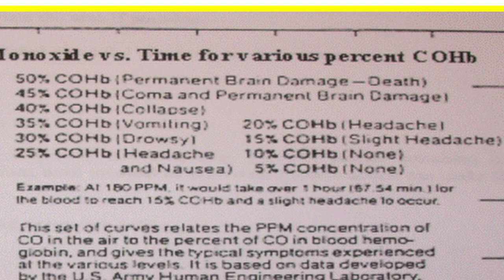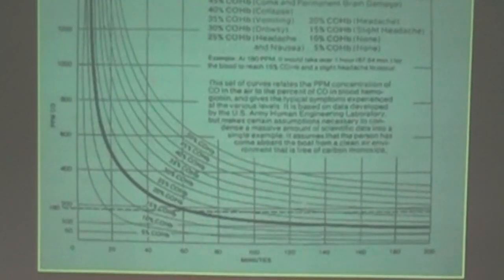20%, I can't even read what that says. At 20% it says headache. At 25%, it says headache and nausea. It's at 30%. And now you're following these curves on up. That tells you the symptoms. And these curves tell you how long that concentration will take to produce no harm or some harm or serious harm.